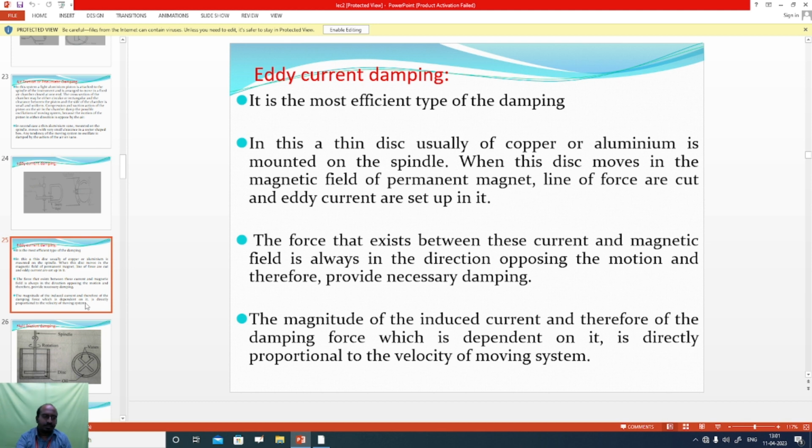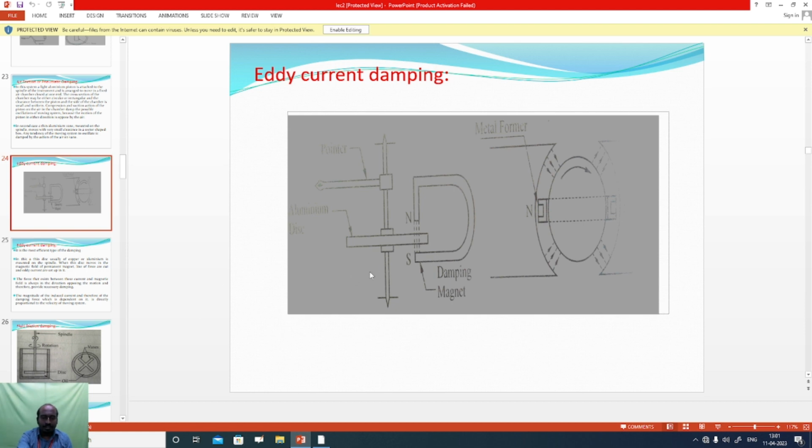Here we can see a thin disc, usually of copper or aluminum, mounted on the spindle. The aluminum disc moves in a magnetic field, which is produced by the damping magnet. The north and south poles of the damping magnet are indicated. So the aluminum disc moves in the magnetic field of the permanent magnet.